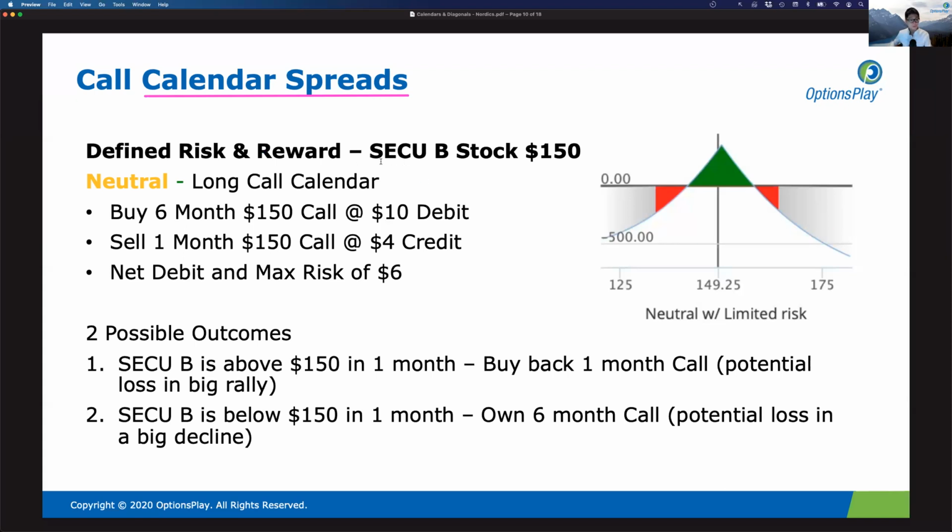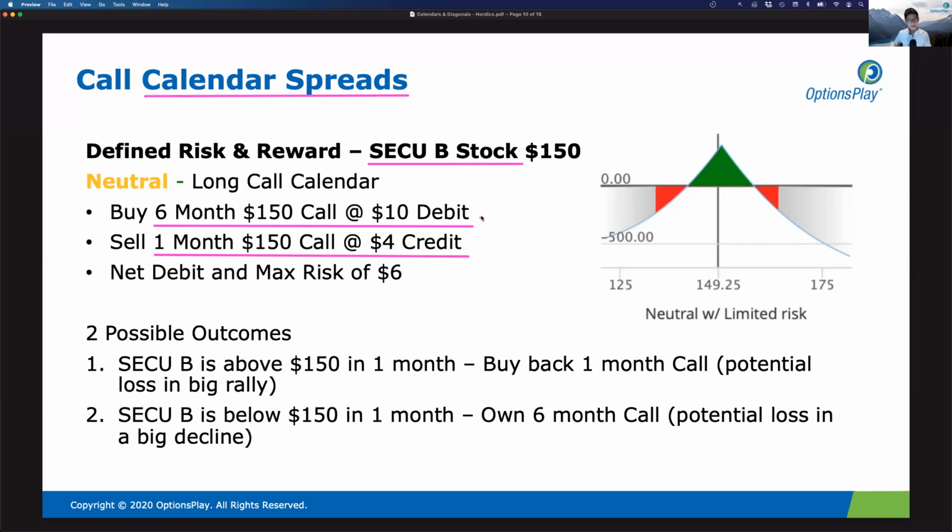So I have an example here for SECU. The stock is currently trading at about 150 crowns. What we do here is the same thing. We buy a 150 crown option, the at the money call option. Let's say that call option costs 10 crowns. And what we do is we sell a short dated option, in this particular case a 1-month option at the same strike price. So you buy an at the money strike price and you sell a 1-month at the same strike price. So let's say you pay 10 crowns for the 6-month call, and then you collect 4 crowns for the 1-month call.